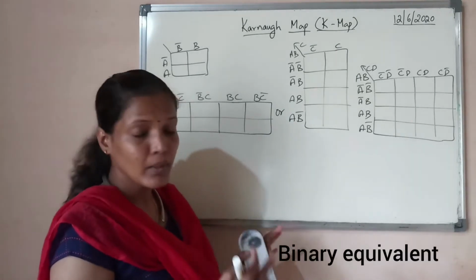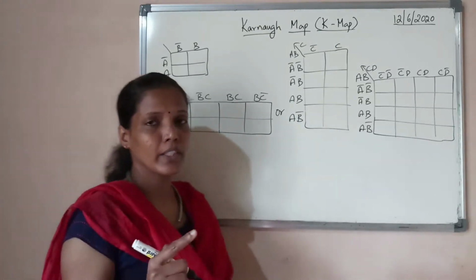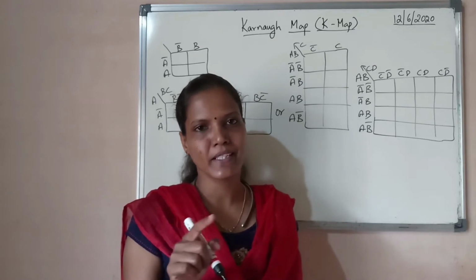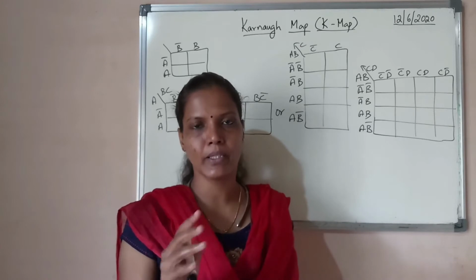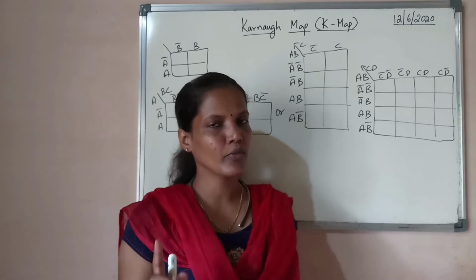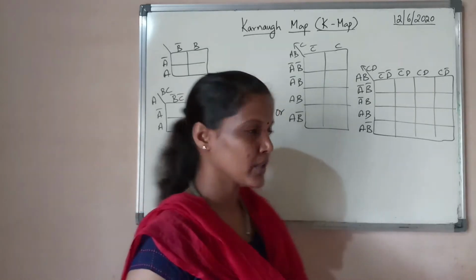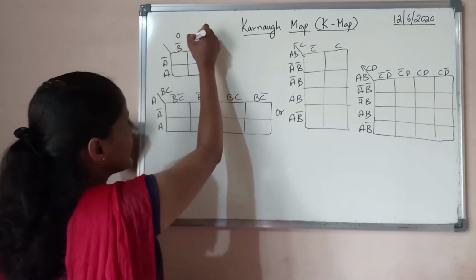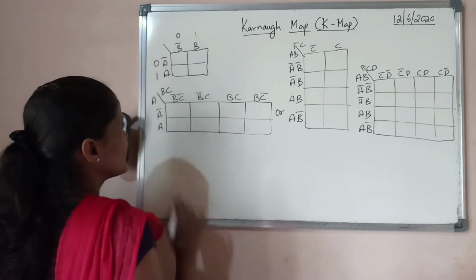After this, the decimal equivalent of these variables can be written. We already know that if the value of a variable is 0, then we represent that variable by placing a bar upon it, I mean to say we write it in complemented form. If the value of the variable is equal to 1, then that variable is written in its uncomplemented form. So here B bar means its value is equal to 0 and this is equal to 1. Here A bar means 0 and this is equal to 1.